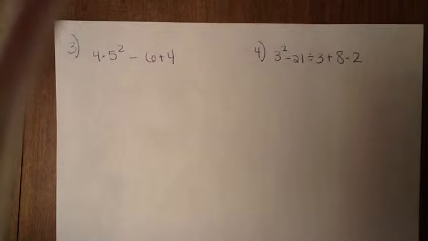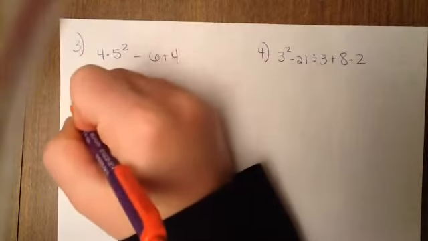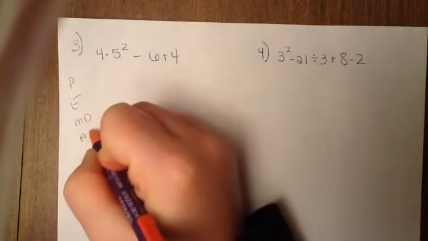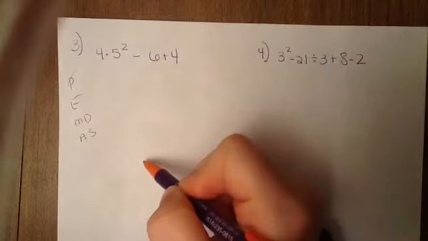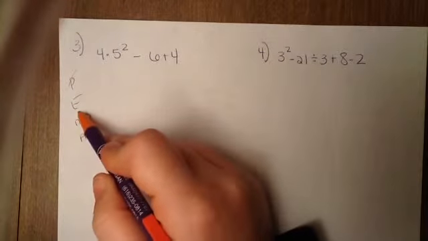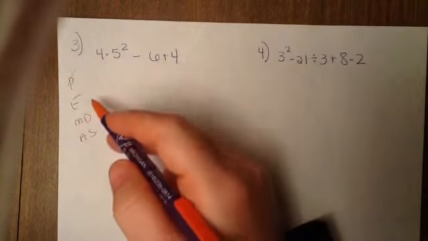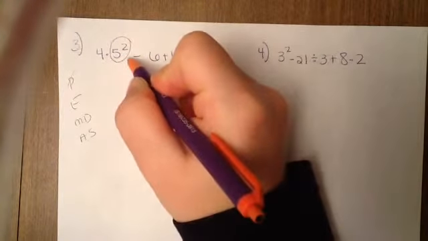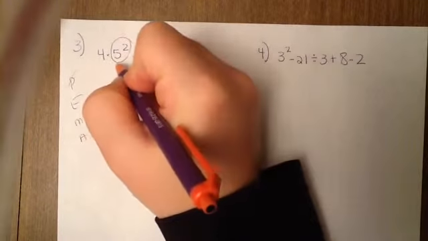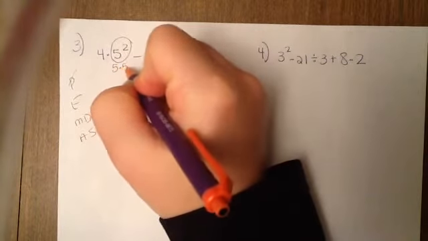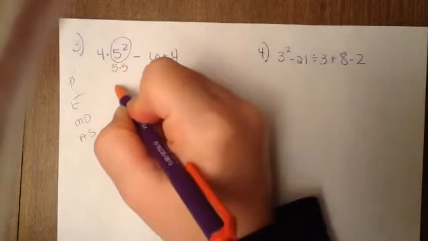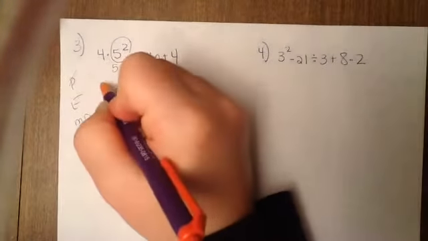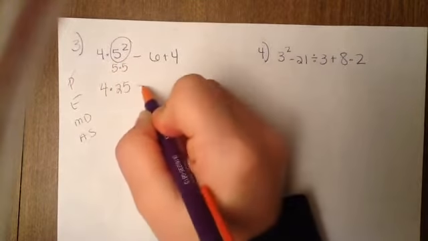Number 3. We have no parentheses. I'm going to skip that. My next one is E. E stands for exponents. 5 squared, we talked about this yesterday. 5 squared means 5 times 5, which is 25. Bring everything else from the original problem down.